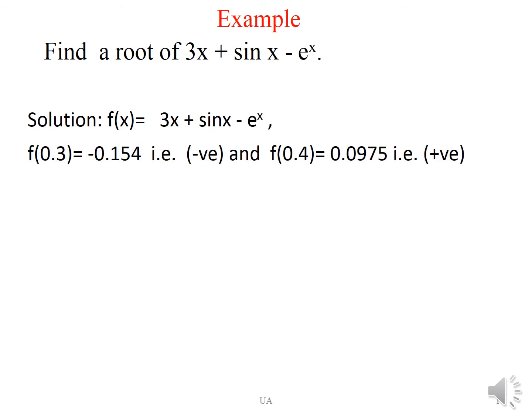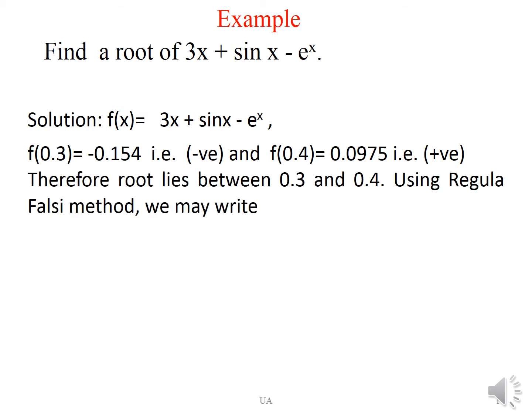So we start with x equal to 0.3, and when we substitute the value of x as 0.3 in the given expression, that is 3 into 0.3 plus sin 0.3 minus e to the power 0.3, we get the value minus 0.154, which is negative. And for the other end of the interval we may try 0.4. Here we see the value comes positive, 0.0975. You may take 0.35 also and check what the value is. Other points in between you may take and check. But once we get one positive and one negative, we are sure that one root lies in the interval.